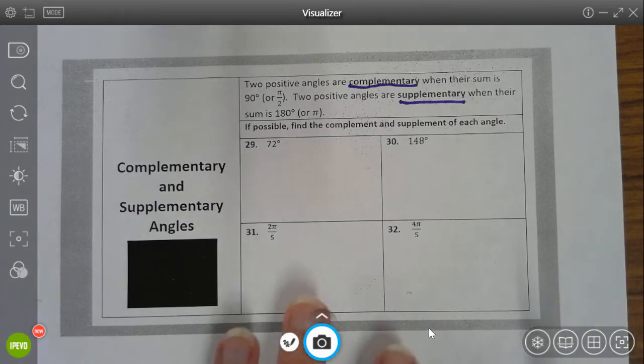The key here is the fact that the angles must be positive in order for them to be considered complements and supplements of each other. So if you work the math out and you get a negative angle measure, then that's not considered a complement or a supplement.